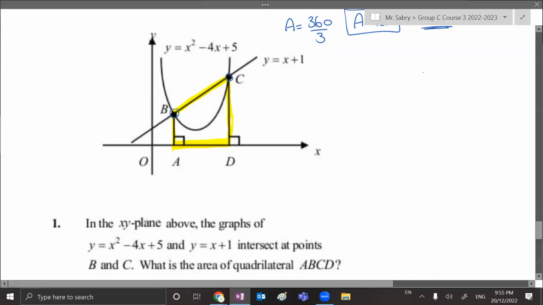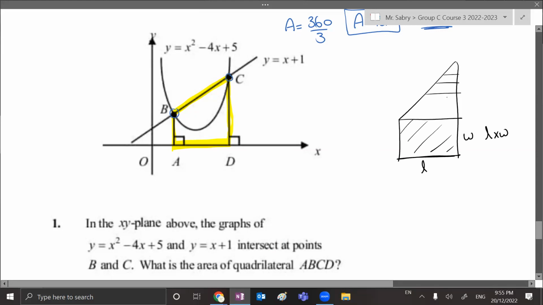And I'll graph something similar here for you to see the possible methods to get the area of this. There is a way where we can split this into a rectangle and get the area of that rectangle by multiplying length times width, and then get the area of this triangle by multiplying half times base times height. Adding these two areas together would give me the area of the whole shape. That's one way to do it.